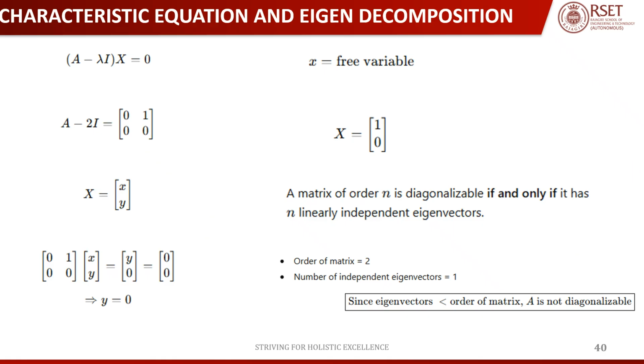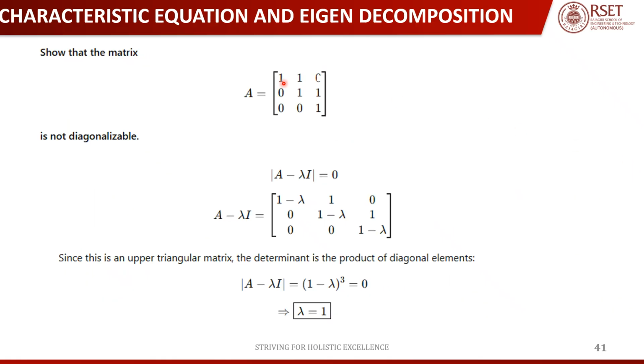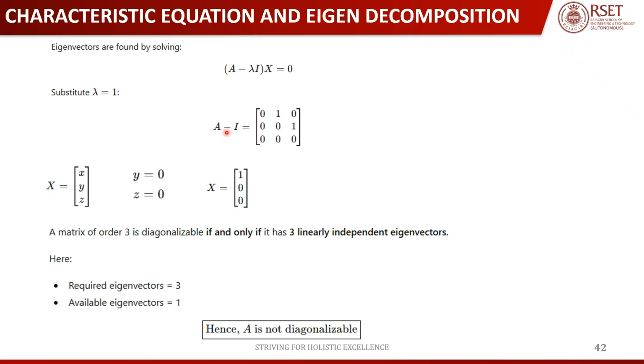So let's see one more problem in a similar way. We are asked to show that this particular matrix is not diagonalizable. So what you do is just find the eigenvalue by finding the determinant, and you have lambda equal to 1. Similarly, we find the value of A minus I into x equal to 0. Here, multiplying y gives y equal to 0, and from the second row you get z equal to 0. So x you can choose arbitrarily.